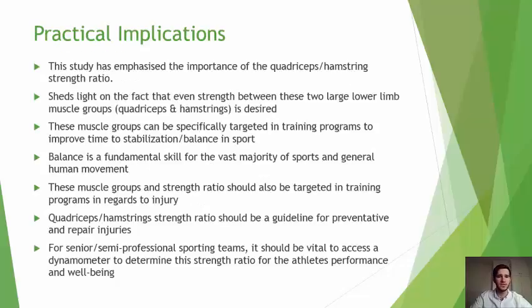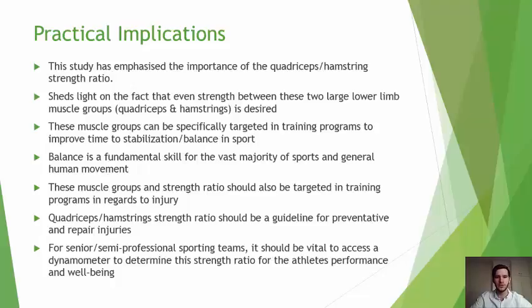Practical implications of this study: it emphasized the importance of the quadricep hamstring strength ratio. It also sheds light on the fact that even strength between these two larger lower limb muscle groups, the quadriceps and hamstrings, is desired. These muscle groups can be specifically targeted in training programs, therefore to try and improve stabilization or balance in sport, and obviously to avoid lower limb injury.